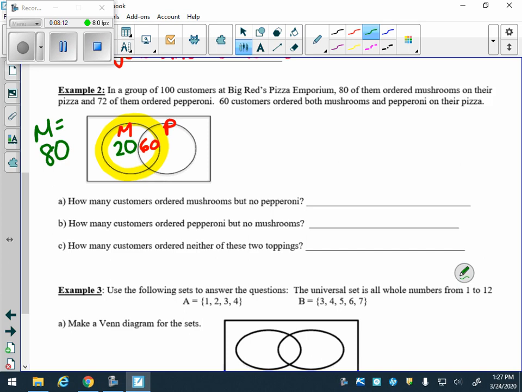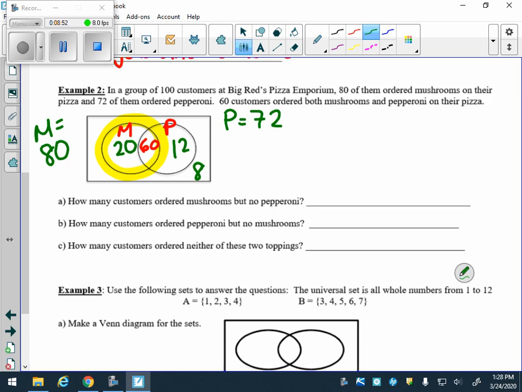Well, the same thing applies for pepperoni. P has to equal 72. So this whole circle has to equal 72. So how many customers, sorry, only wanted pepperoni? That's 12. But again, the whole Venn diagram has to equal how much? 100. So how many customers wanted neither of those toppings? So you have 20 plus 60, which is 80, plus 12, which is 92. You're left with 8.